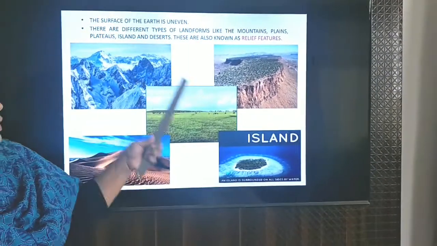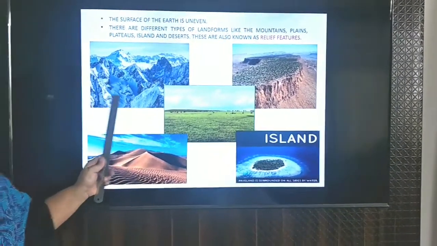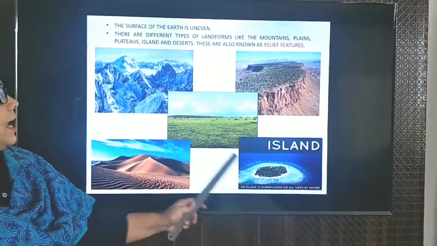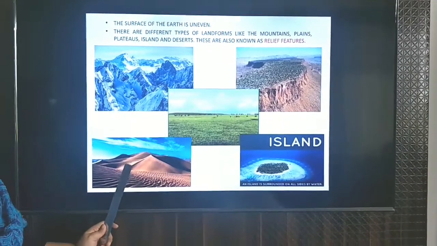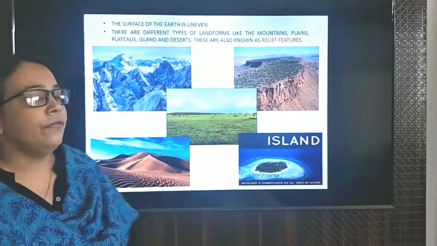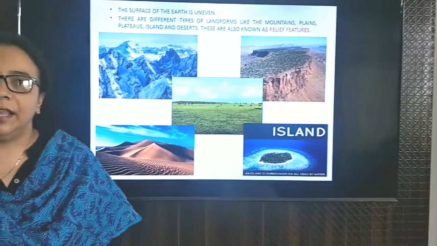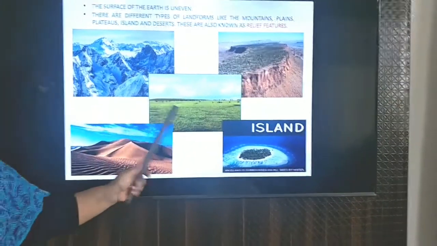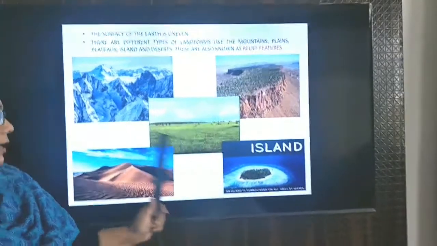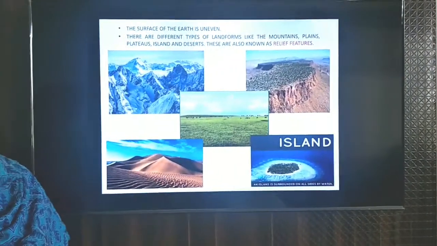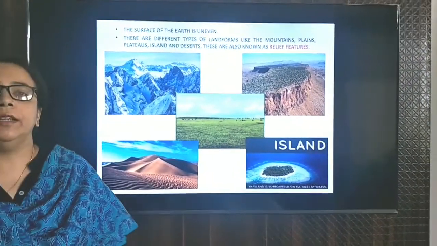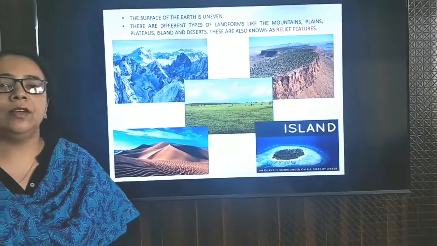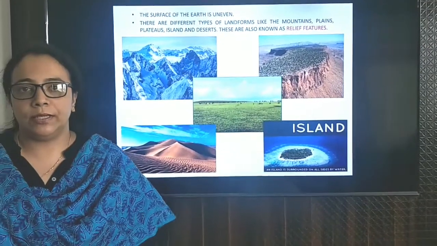There are different types of landforms like mountains, plains, plateaus, island and desert. These are also known as relief features, meaning the layout of the land. And in this chapter, we'll learn about the major landforms of the Earth. First, we'll start with mountains.